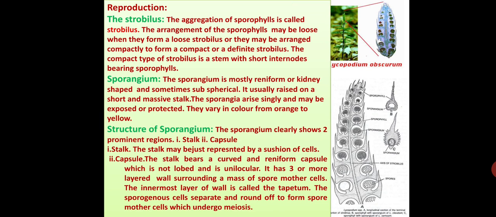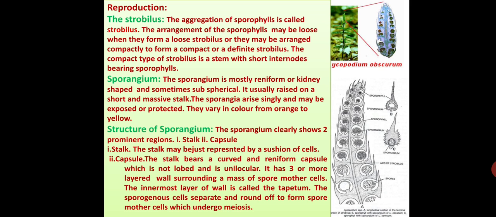Then the reproduction by spores. The strobilus: the aggregation of sporophylls is called a strobilus. The arrangement of sporophylls may be loose, when they form a loose strobilus, or they may be arranged compactly to form a compact or definite strobilus. The compact type of strobilus is a stem with short internodes bearing sporophylls.